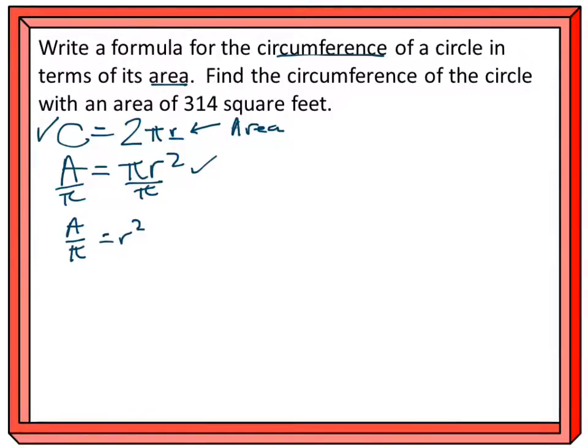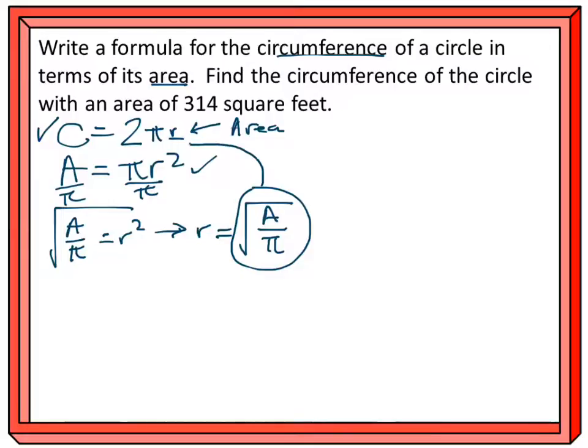and I'll have A over pi equals r squared. Then if I take the square root of both sides of this, I should get what r is. Usually whenever you take the square root, solving a quadratic equation, you're supposed to get plus or minus, two answers, but having a negative radius is not going to make sense. We'll just keep the positive one. So it's the square root of area over pi.